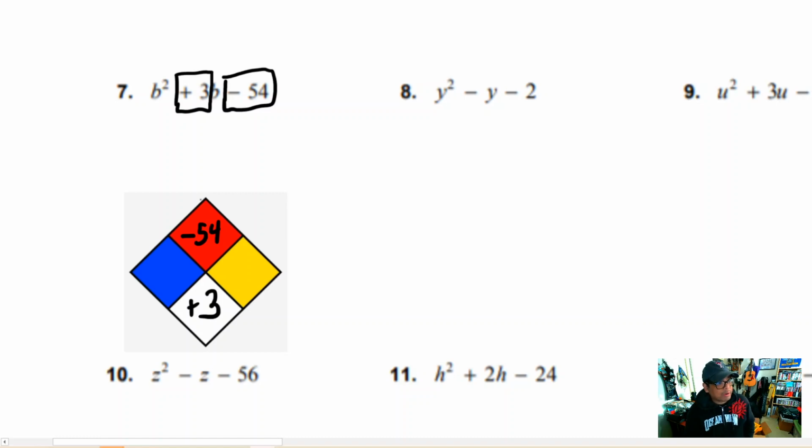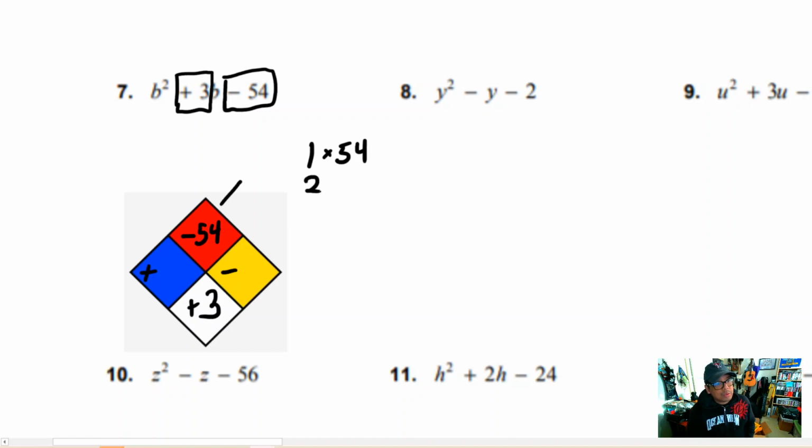Now, a little hint here. If you see the red square is negative, that means you're going to have one positive number and one negative number. So I'm just going to put a positive here and a negative here. Okay. Now, I need to get to 54. So let's see, what are all the pairs of numbers that multiply to make 54? Well, that's 1 and 54.